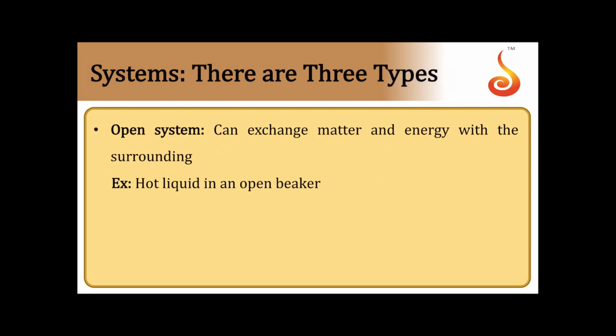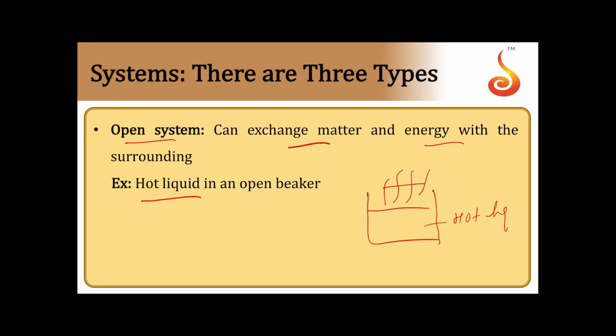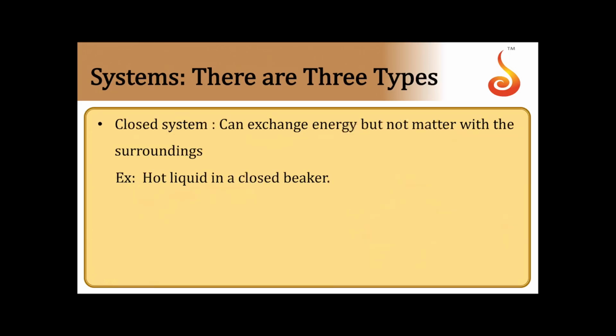Then different types of systems. First one is open system, a system which can exchange matter as well as energy with surroundings. You can take hot liquid in an open beaker. Vapors can be seen, meaning it exchanges mass with the surroundings. It also exchanges heat with the surroundings. So a hot liquid in an open beaker exchanges both mass, the vapors here, as well as energy. That can be considered an open system.